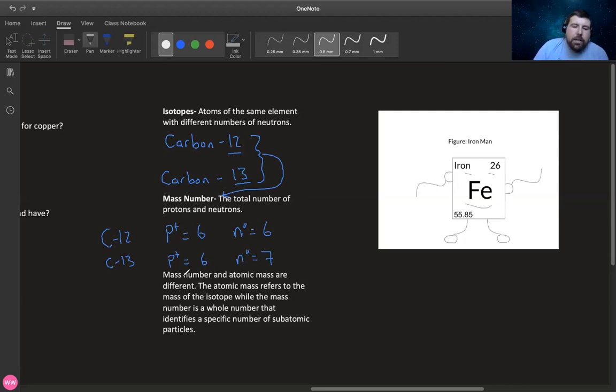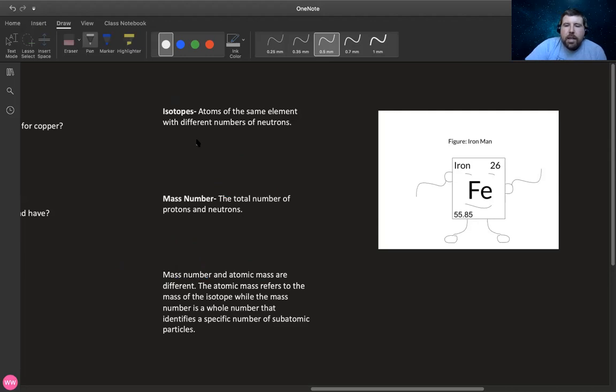Now, one thing I do want to point out is that the mass number and the atomic mass are different. They are different things in the world of chemistry. The atomic mass refers specifically to the mass of an isotope, how heavy it is, and this is a measured value, so it's never going to be exact. Whereas the mass number is a whole number value, quite literally telling us how many subatomic particles there are. You can't have half of a proton or half of a neutron, so the mass number will always be a whole number. The atomic mass will always be a measured number, and they'll sometimes be fairly close to each other.